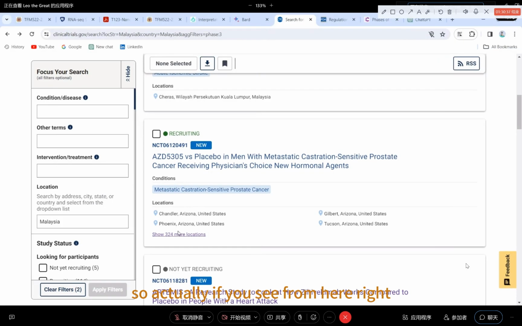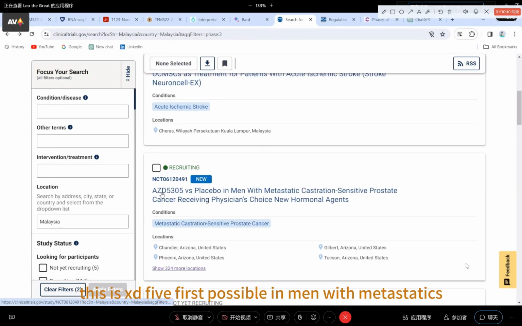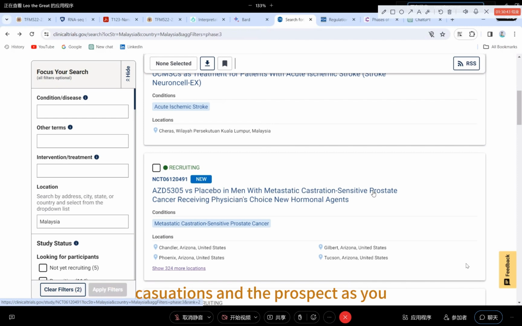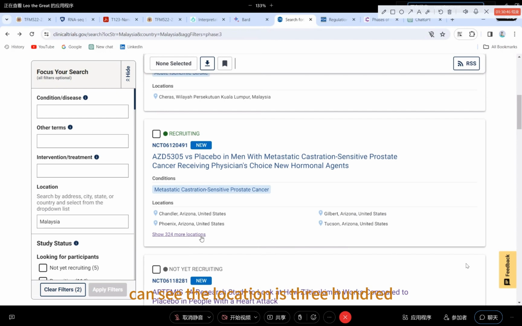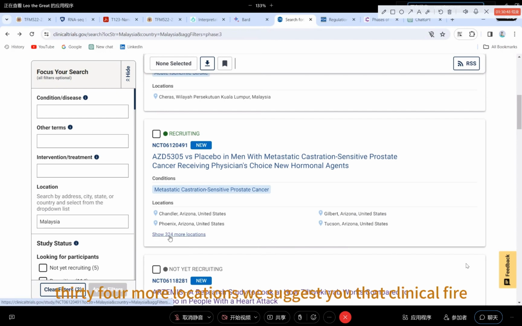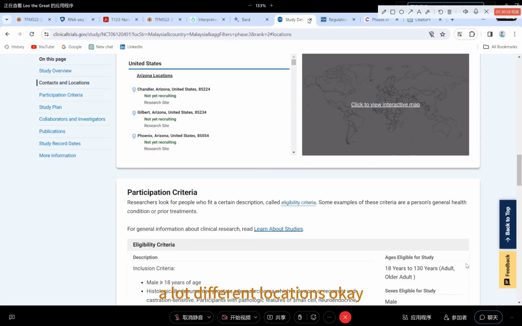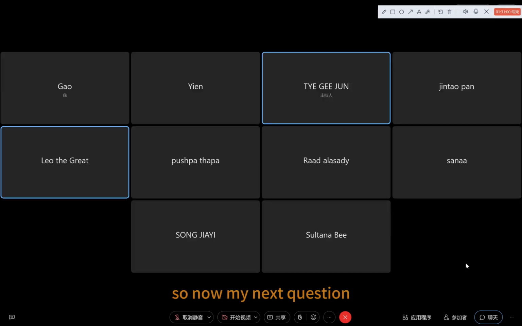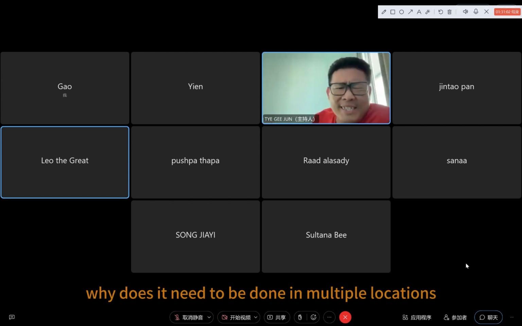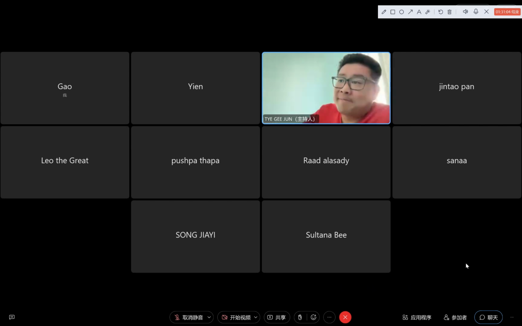So actually, if you see from here, let's say today this AZD5 versus placebo in men with metastatic castration-sensitive prostate cancer. As you can see, the location is 334 more locations, which suggests that clinical trial phase 3 is happening in a lot of different countries, different locations. Okay. So now, my next question. Why does it need to be done in multiple locations?